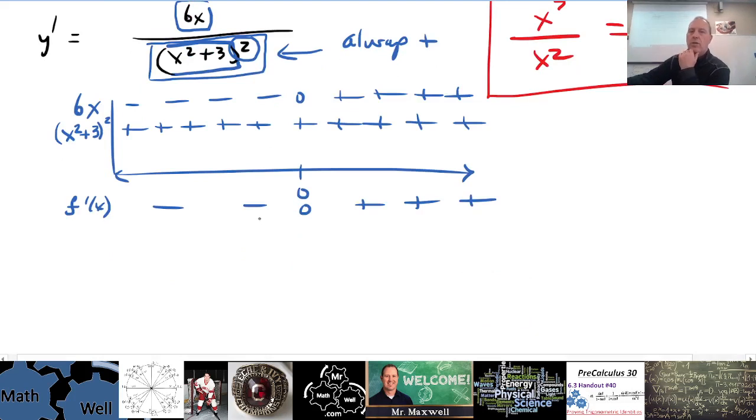Okay, so I'm going to pause there. Are we okay with the sign analysis and stuff like that? Yeah? So intervals of increase and decrease come from the derivative, and then sign analysis with the factors.